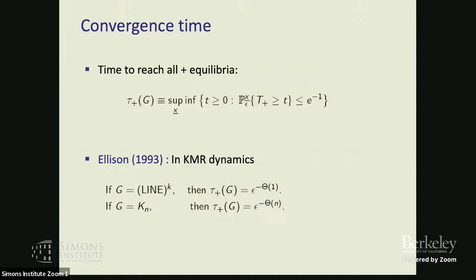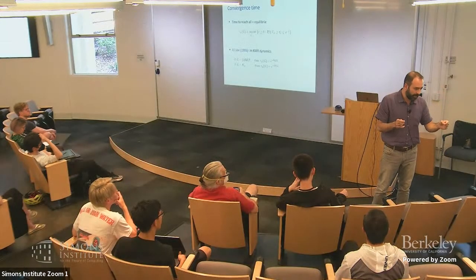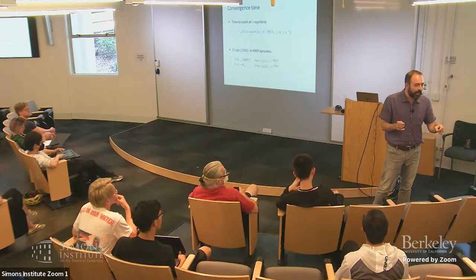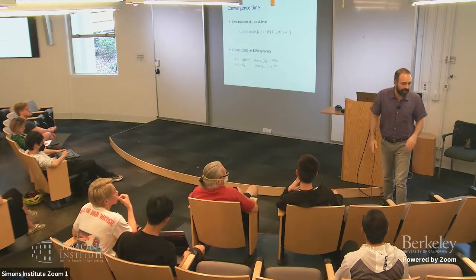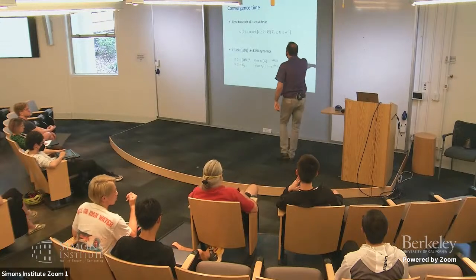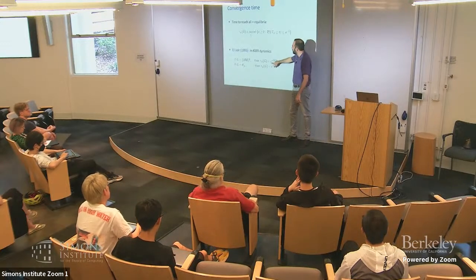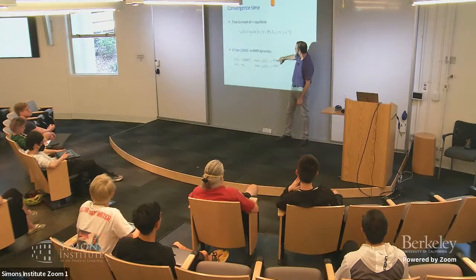So I'm cheating a little bit, in the sense that when Ellison and KMR looked at a slightly different dynamics, they looked at the dynamics in which you do the best response action with probability 1 minus epsilon, and you take the wrong action with probability epsilon, and they analyzed that dynamics. That dynamics defines a Markov chain, but that Markov chain is irreversible. It's not a very nice Markov chain to analyze. But this epsilon is the probability of mistake.